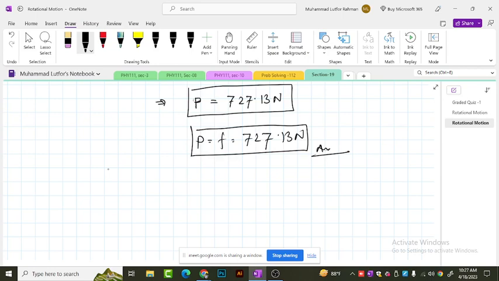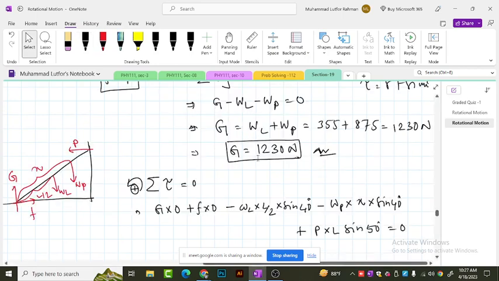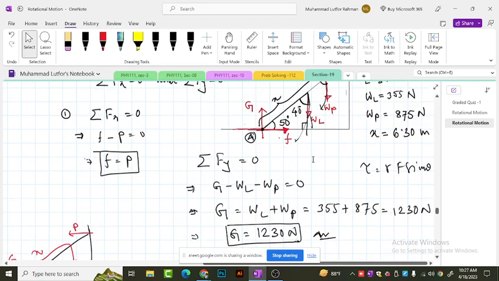Do you understand this one? Which G? G I already found out. This one. Okay.